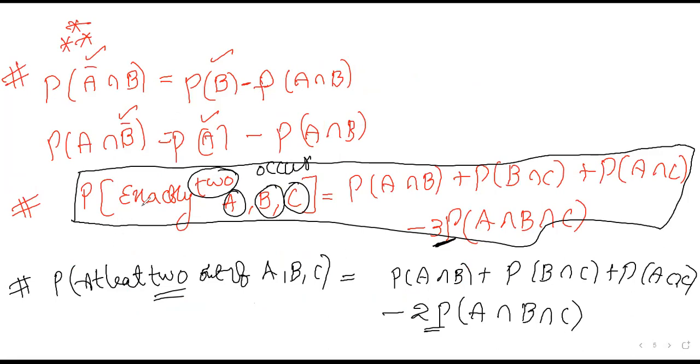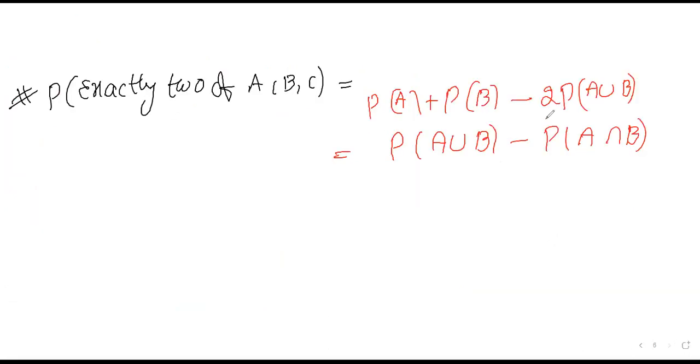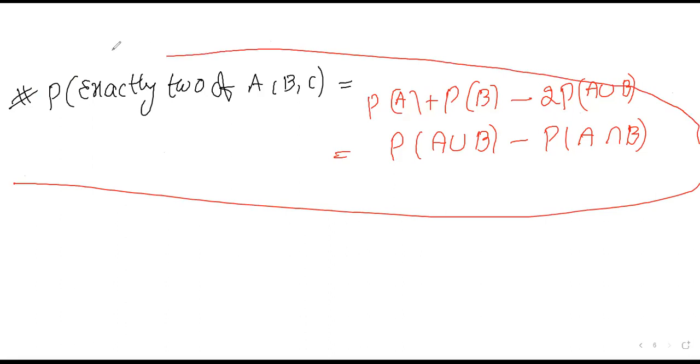Then out of 3 events, the occurrence of any 2 is P of A intersection B plus P of B intersection C plus P of A intersection C minus 3 times P of A intersection B intersection C. Then at least 2 means in place of 3, you will get only 2. Then exactly 2 means P of A plus P of B minus 2 times P of A intersection B. So this is about all the basic formulas regarding them.